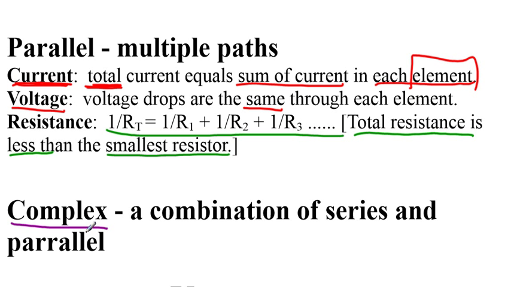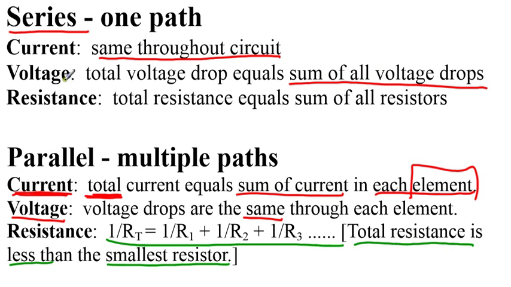Now, complex circuits are a combination of series and parallel. When we are working with complex circuits, which is not part of this video, you will need to be able to identify parts of a complex circuit that are series or parallel and combine them to find what we call the equivalent resistance. So these rules will be the same for complex circuits, but it'll only be for part of a complex circuit.